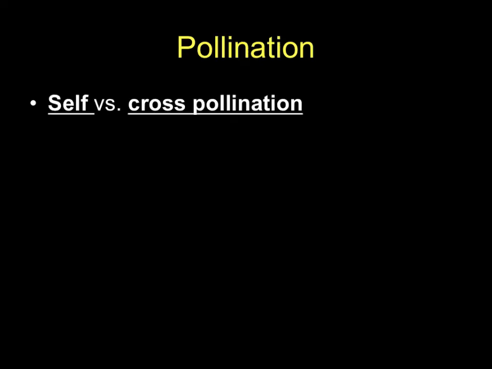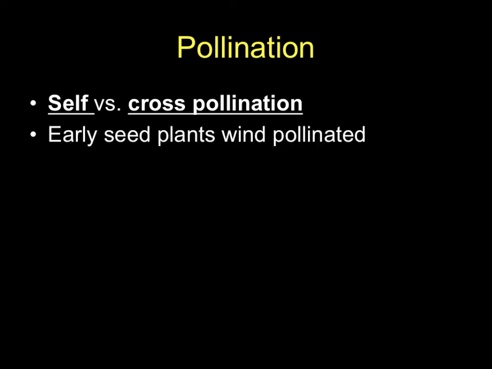Now, pollination is kind of the next step. Some plants are what we describe as being self-pollinated, where if pollen from the male part of a flower lands on a female part of a flower, fertilization can occur, seeds can be produced, embryos can be produced, and the life cycle continues. Cross-pollination is where pollen from a male flower or from a male plant travels to a female flower or a female plant and causes fertilization.